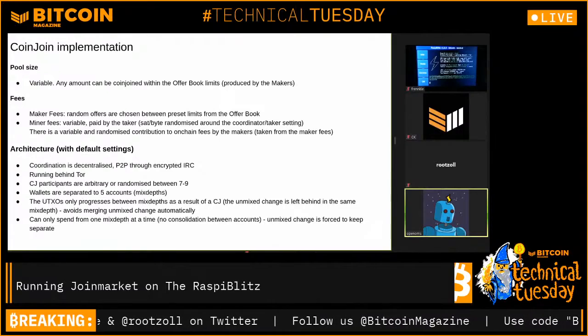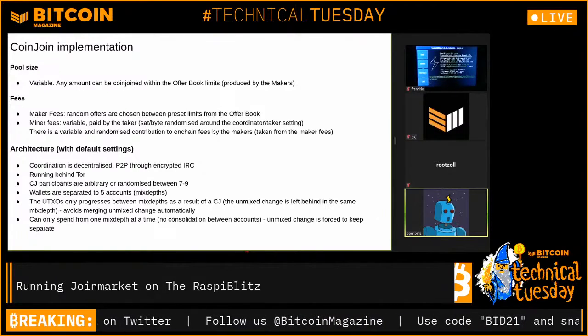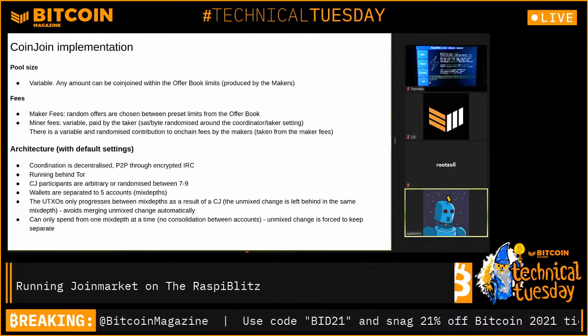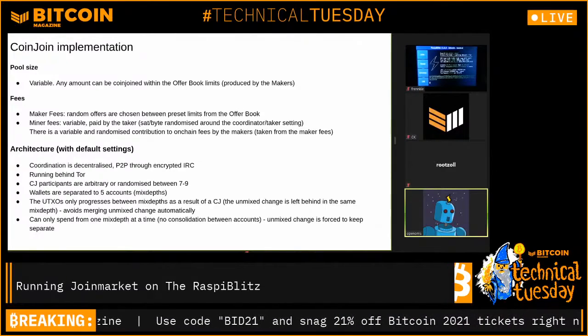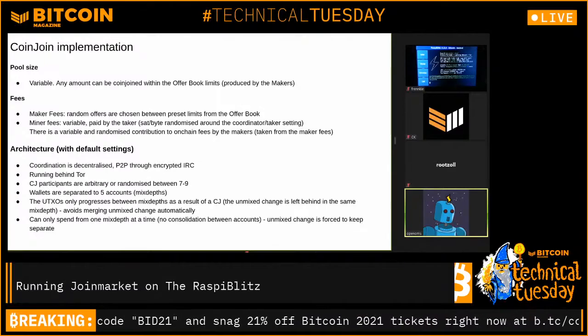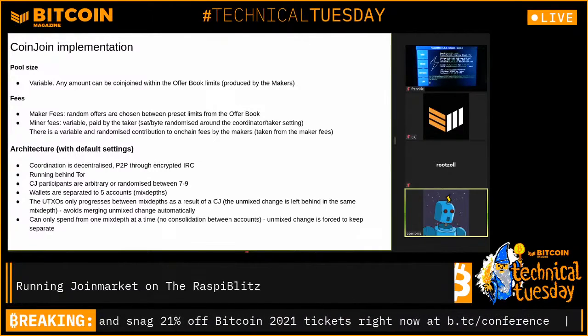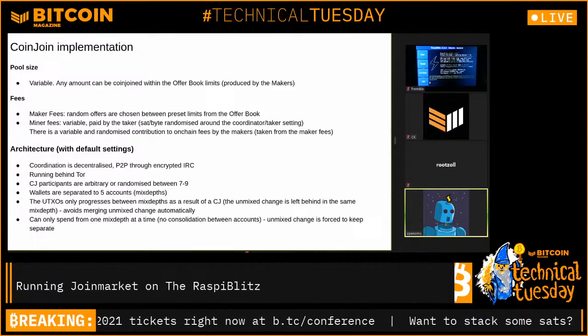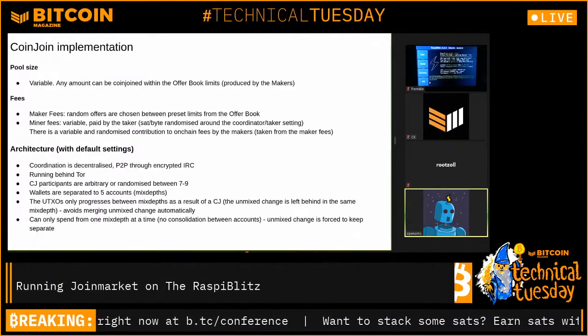The size of the coin joins, because of the limitation of the IRC servers, is up to around 13, I think. If there are too many peers, there will be too much communication, and the server will throttle. So there is some limit there. By default, it is between 7 and 9, with a minimum of 4.